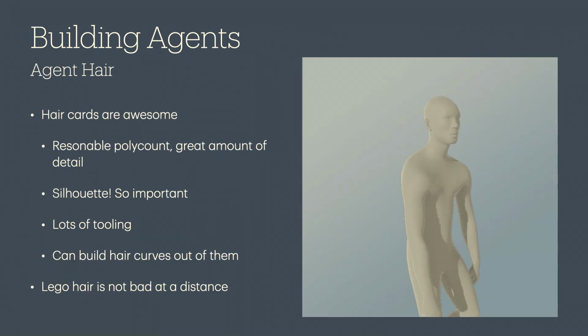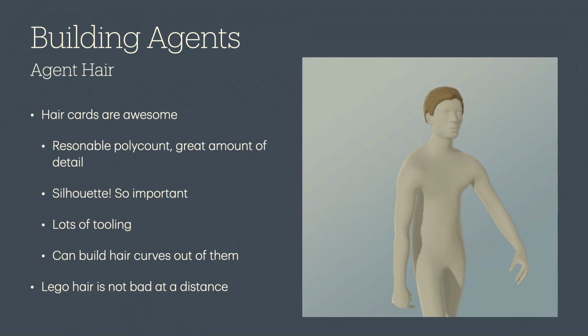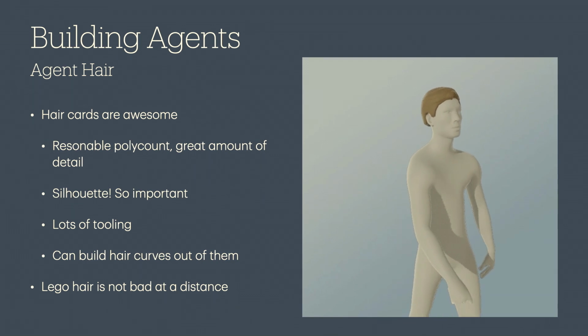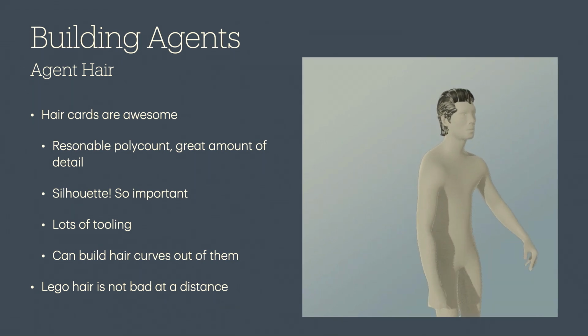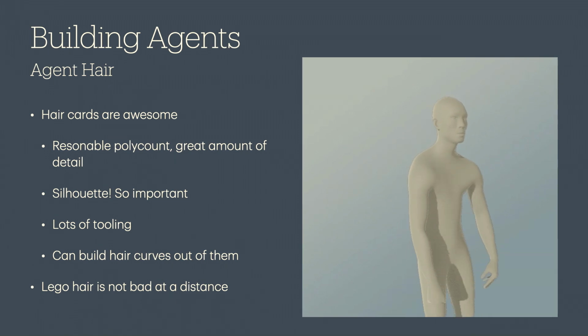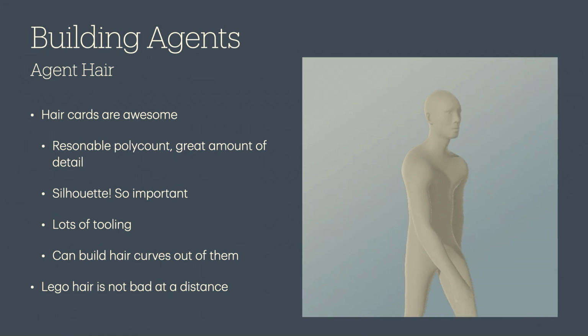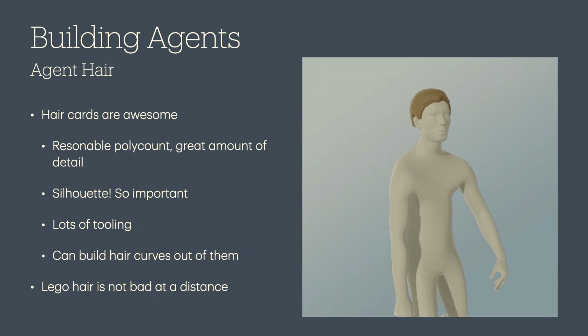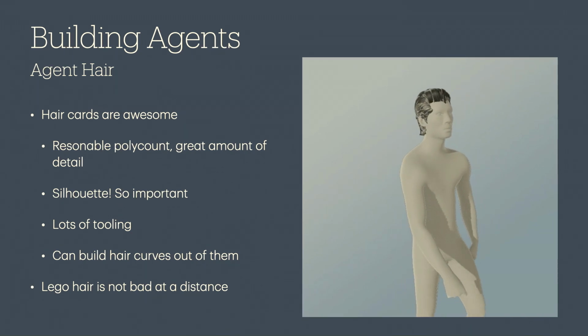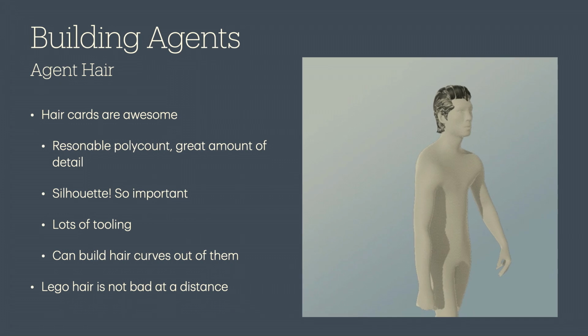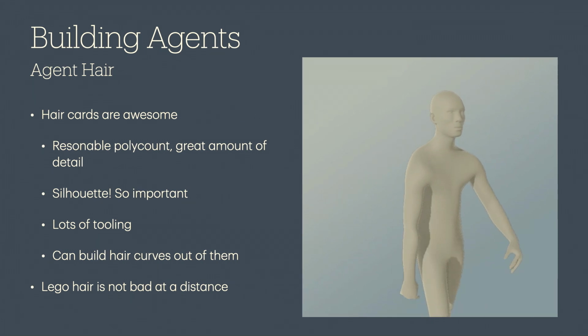Agent hair. Rather than Lego hair with textures splattered onto it, which is not a terrible low-res technique, use hair cards. Hair cards are awesome. They can have a reasonable point count while the textures do the heavy lifting. They have an actual hair-like silhouette, unlike the Lego hair, and never underestimate the importance of silhouette.